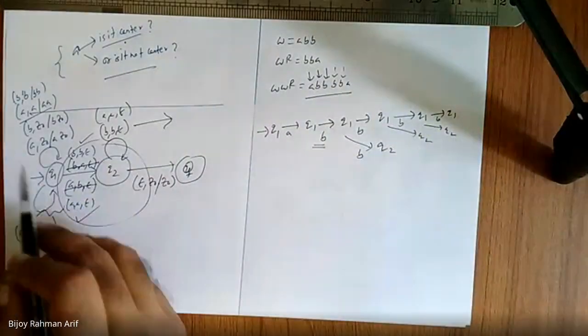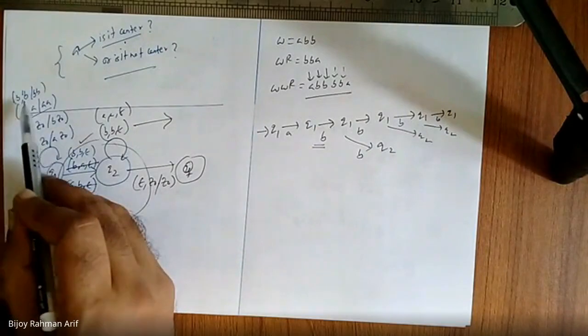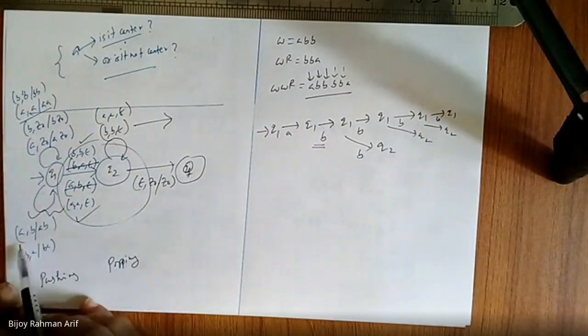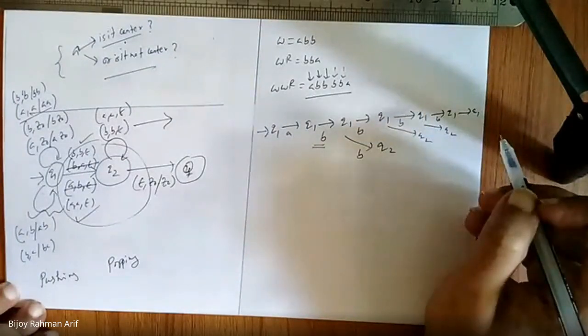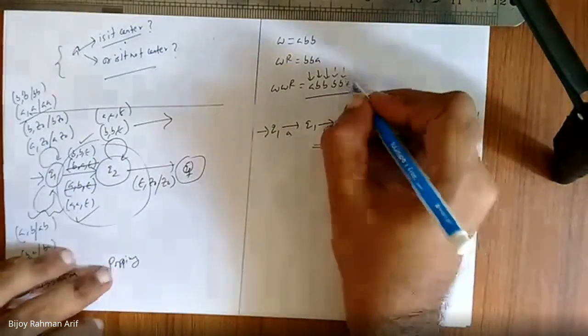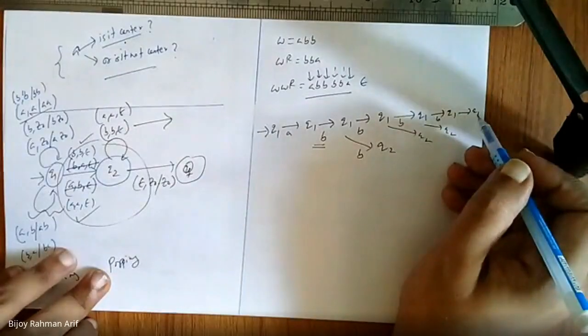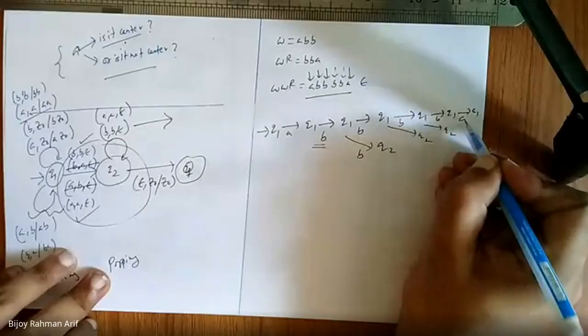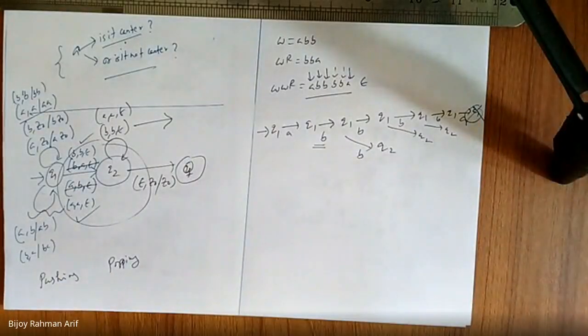Finally, I get an A. I'm in Q1, I get an A. Top of the stack is B, and I get A. So I should remain in Q1. Is Q1 a final state? Then the buffer becomes empty. Epsilon. Is it a final state? No, sir, not final. So we are going to reject it. So this whole path is actually a dead configuration. It does not create anything.